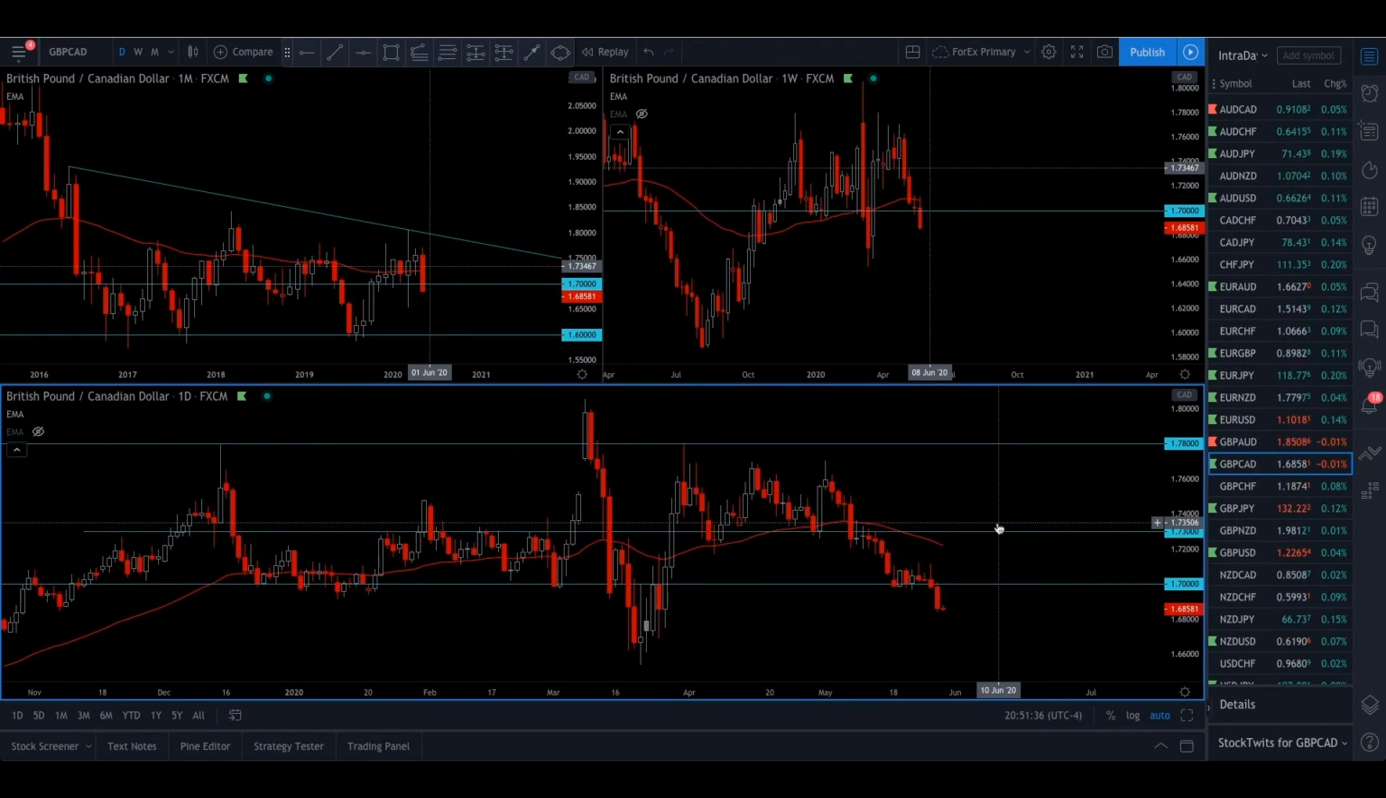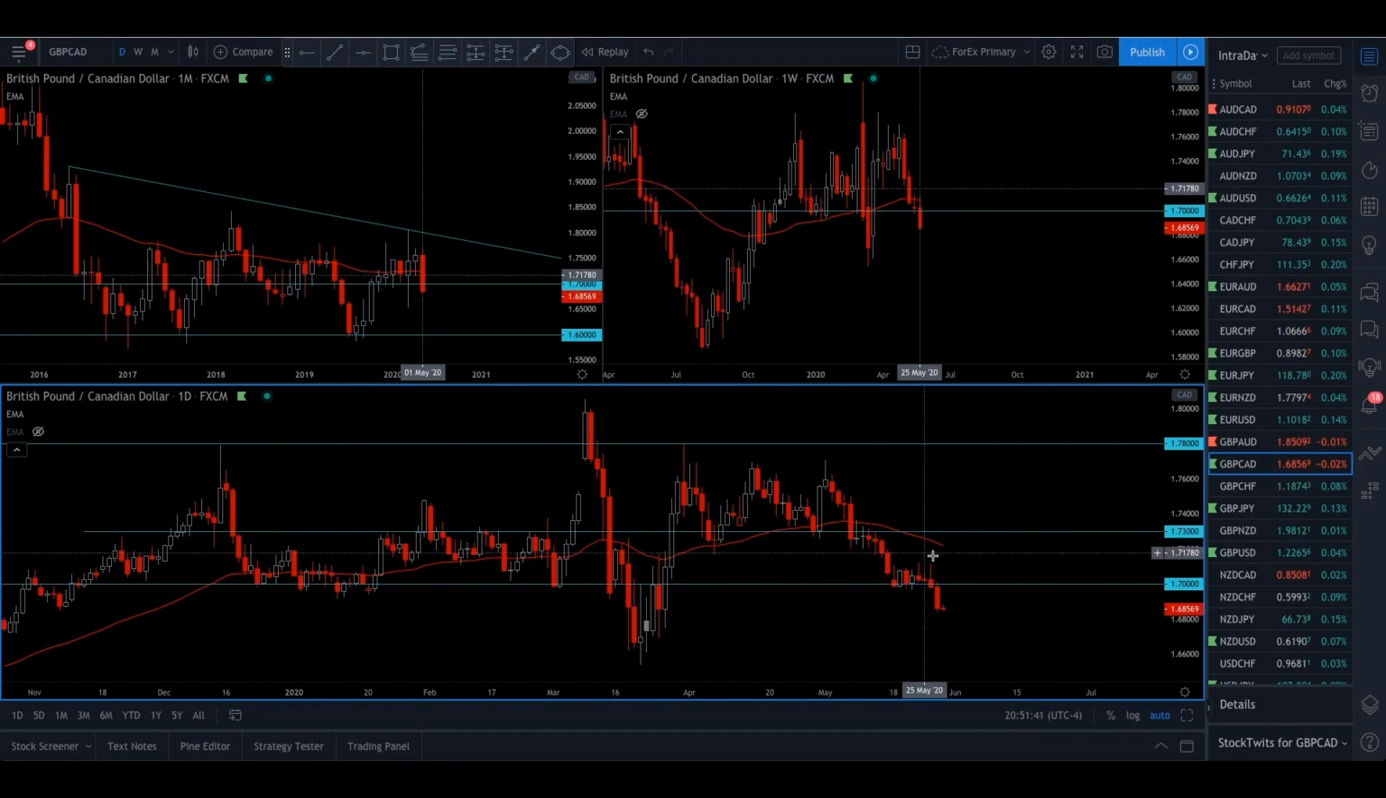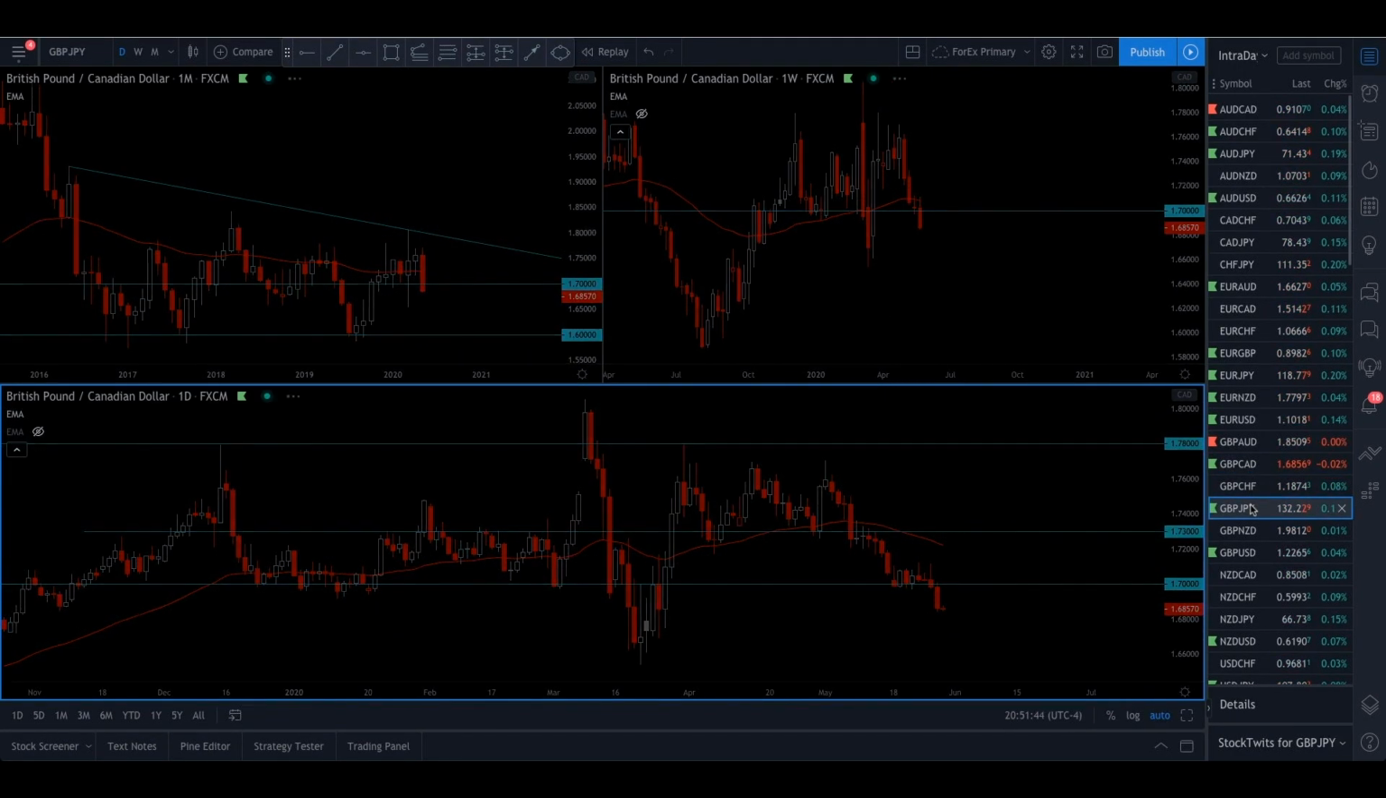Pound CAD, there's really not much over here. We had this support resistance level marked off at 1.7. We ended up breaking it to the downside. Nothing really going on there.